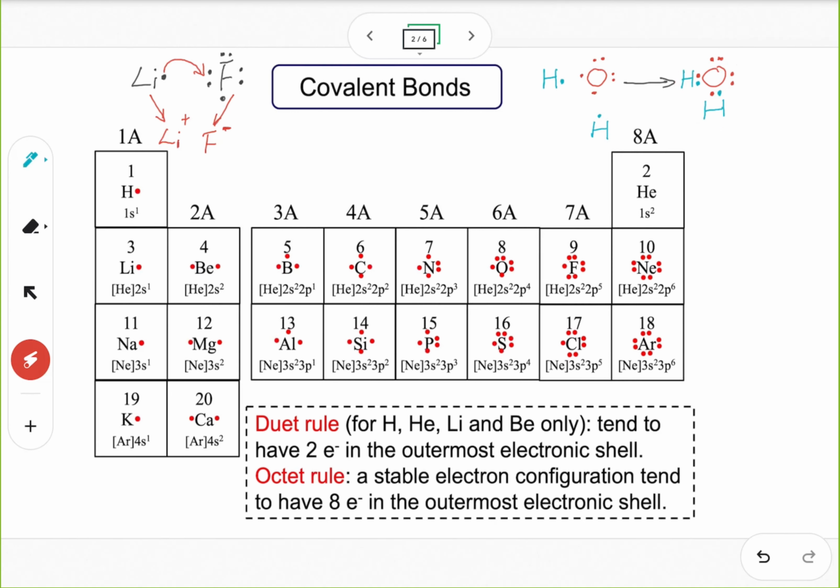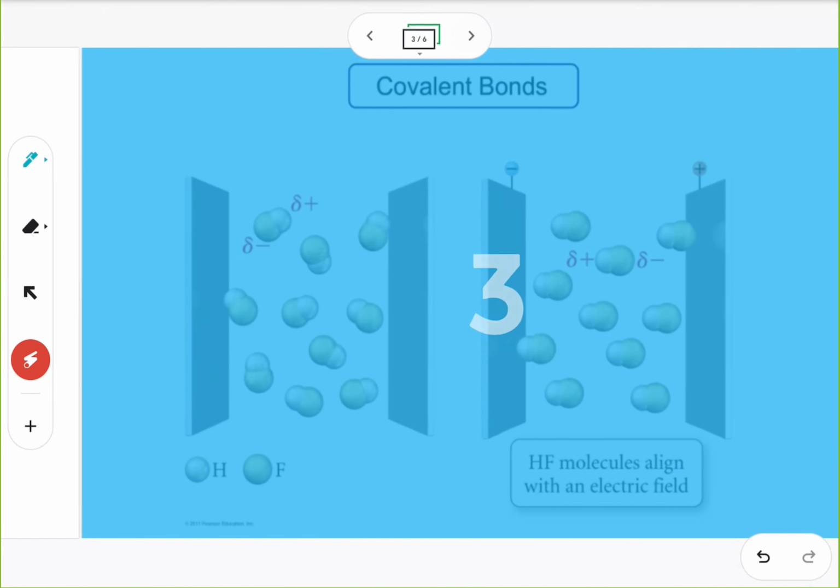Okay, so this is how we use octet and duet rules to understand how we come up with the Lewis structure of covalent compounds. We'll have more practice later on in this chapter, but here the take-home message is that duet rule and octet rule can help us understand how those non-metal elements receive or donate or lose electrons, or share electrons, to form covalent bonds. All right.